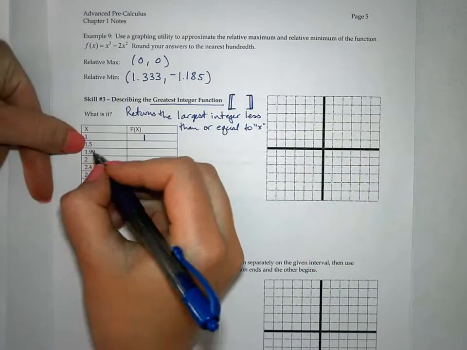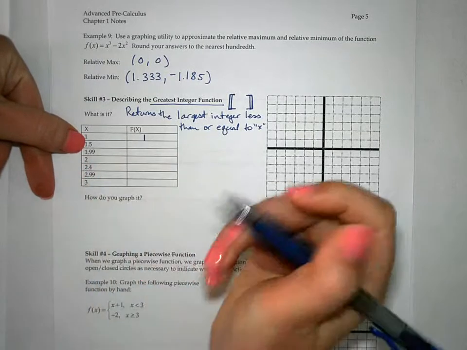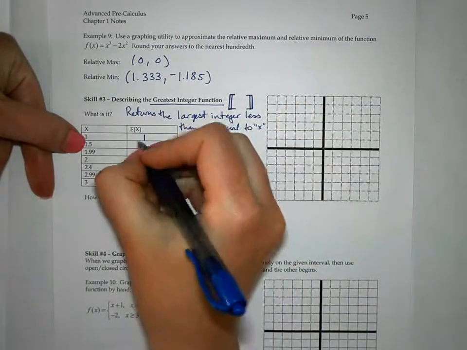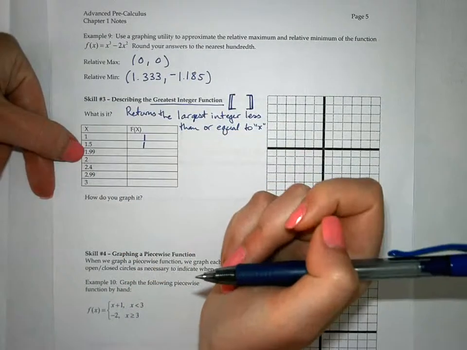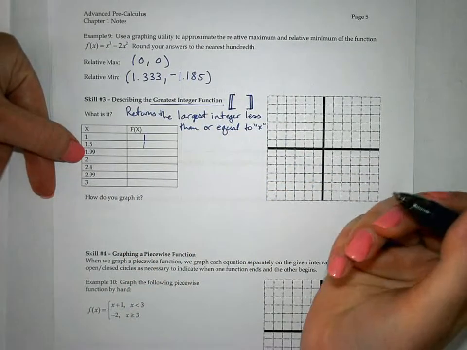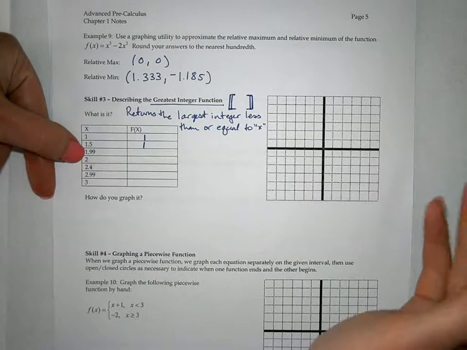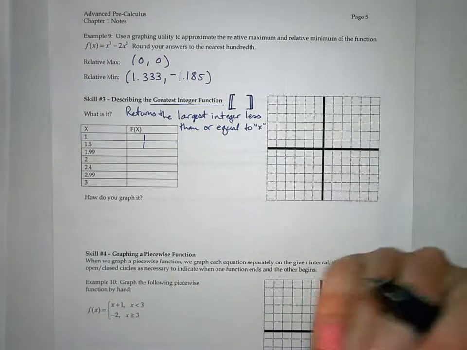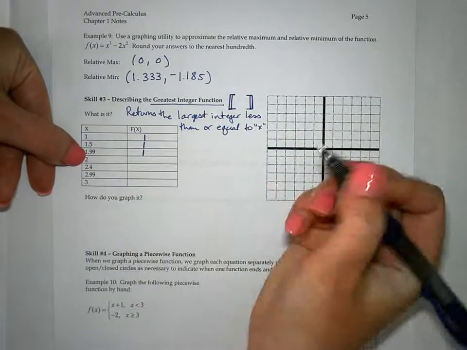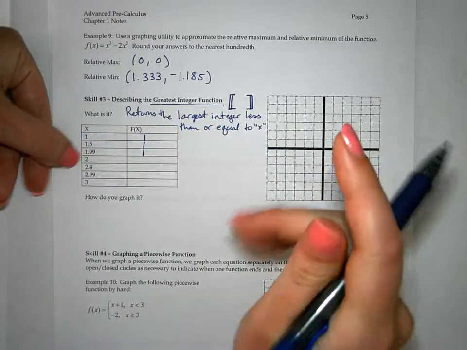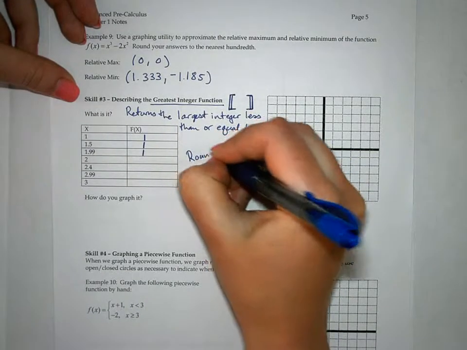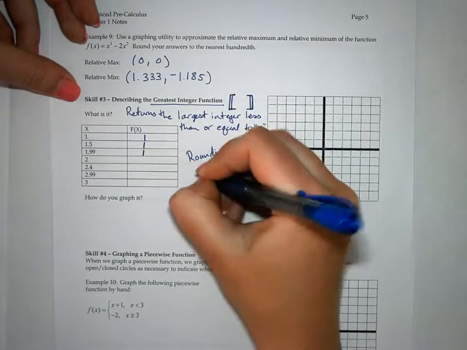For 1.5, the largest integer, well, 0.5 does not take us up to an integer, so the largest integer that we could get out of this would still be 1. Even with 1.99, it's close to 2 on the number line, but it's not quite at 2, so the largest integer we get out of this is still 1. This is kind of different for us. We're used to thinking about rounding up, but with this function, we want to think about rounding down.